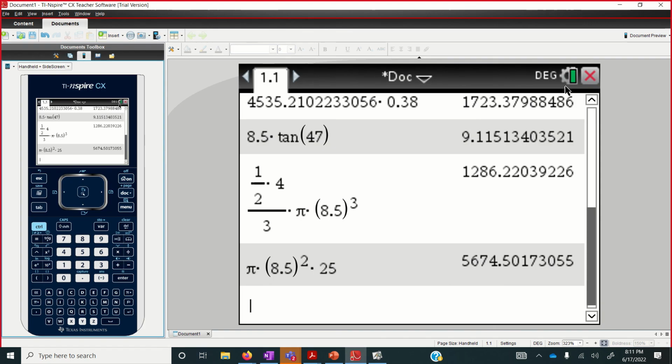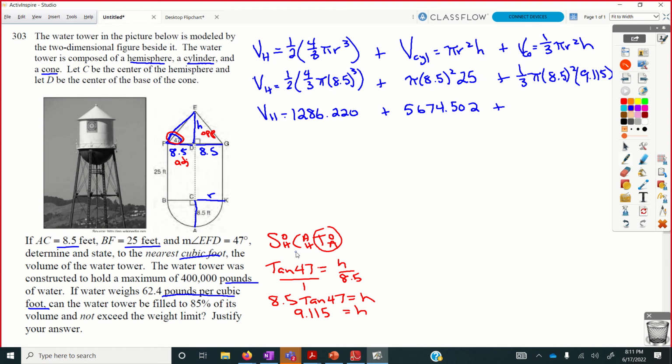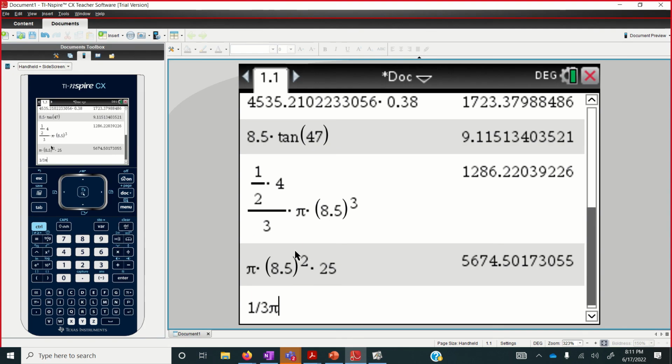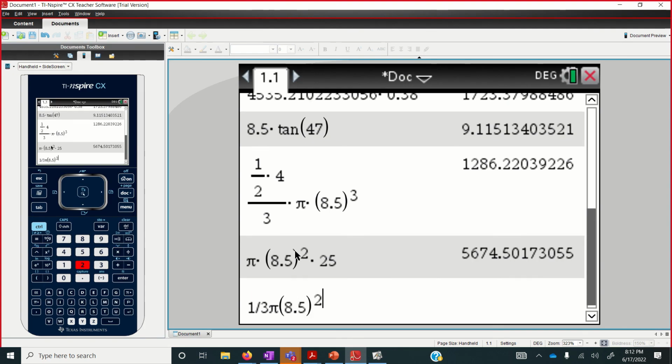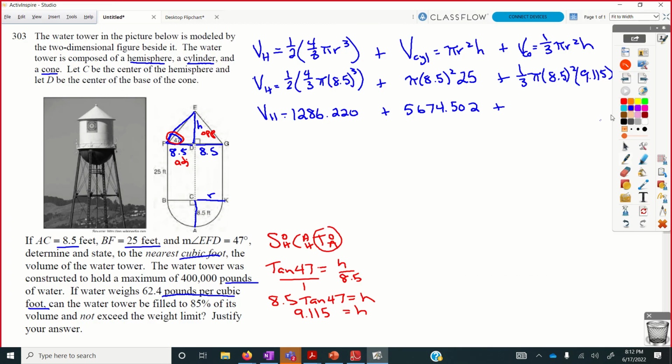And then we have the last one here. So 1/3 pi, 8.5 squared. And then we're going to multiply times that number we got, which is 8.5 tangent 47 there. So this is 689.651.